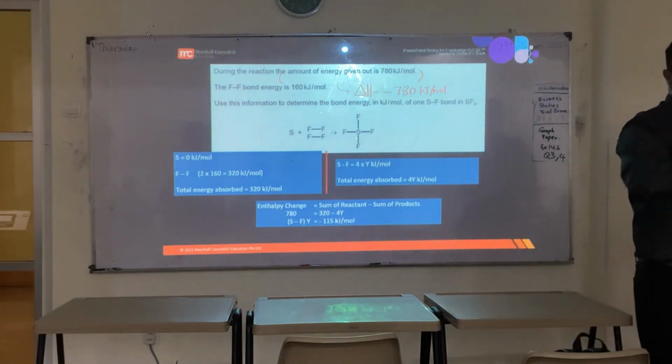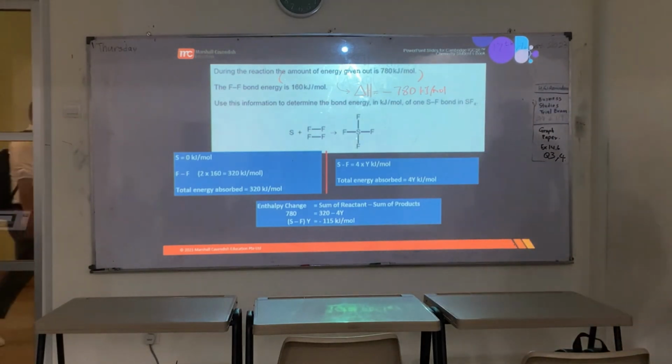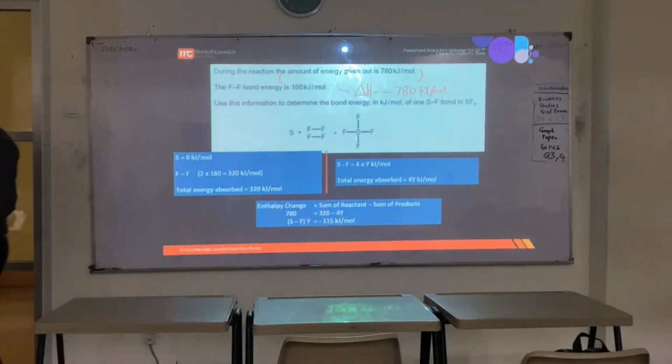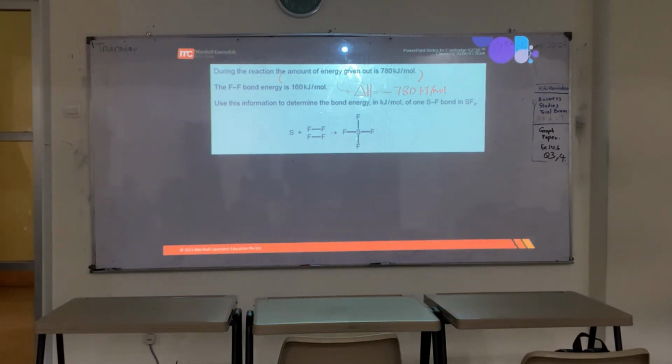You could also take 780 divided by 4 because there are 4 bonds. But you don't have to leave the negative part here, because it's bond formation. For the final answer, you can just leave it as positive because it's bond enthalpy. But even in the exam, if you give it as negative, it's not a wrong answer. Generally we just leave bond enthalpy as positive.